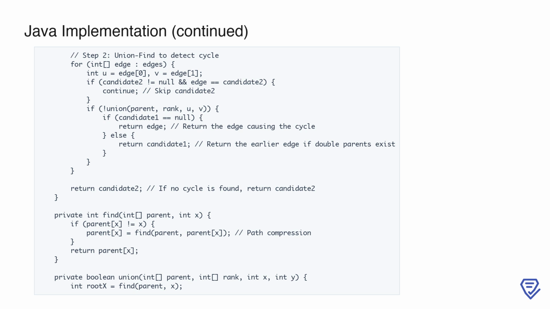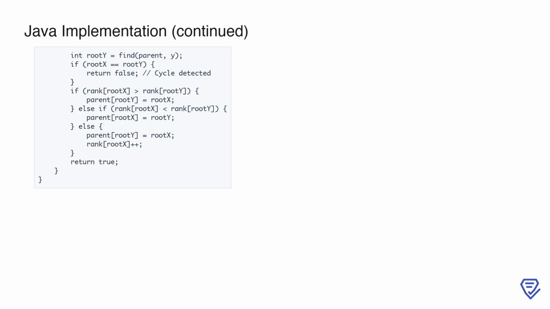However, if a double parent scenario was identified earlier, we prioritize returning candidate1, the earlier edge. This ensures we handle both cases of graph invalidity, cycles and nodes with two parents. If there's no cycle and no other conflicts, we proceed to return candidate2, since it's the edge we skipped earlier. The union find helper methods, find and union, are critical for detecting cycles and maintaining the graph structure.